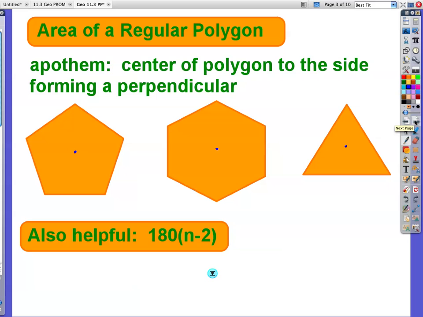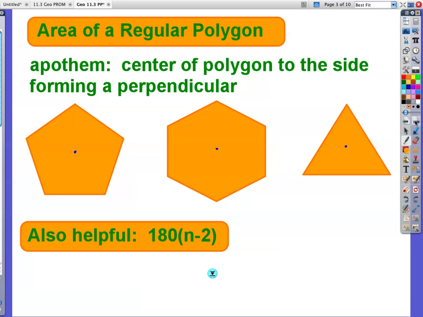Okay, area of a regular polygon. You need to know what this word is. Apothem. It's the segment from the center of a polygon to the side, forming a perpendicular. Apothem. Why don't you say that 3 times now? Let's all say it together as a class. Apothem. Apothem. Apothem. All right.